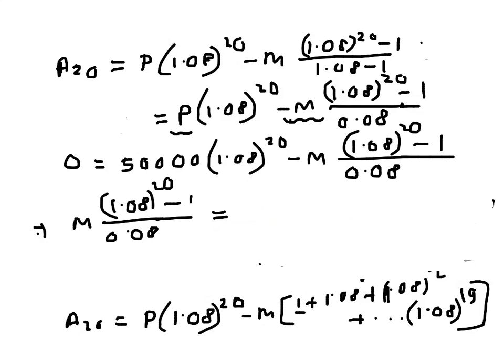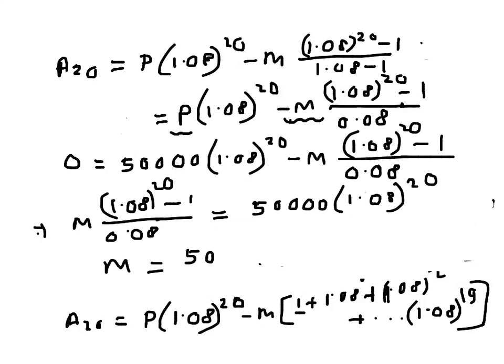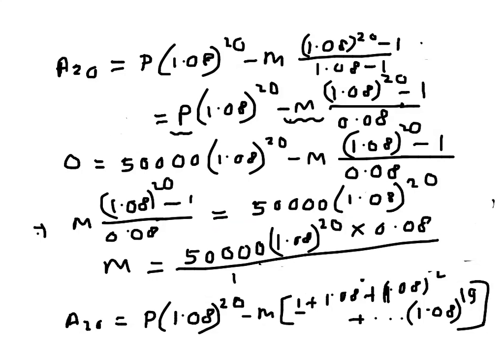So finally M will be 50,000 times 1.08^20 times 0.08, divided by (1.08^20 minus 1). I won't do the calculation, I will leave it here, just plug in these values in a computer and it should work out. We will get an M.